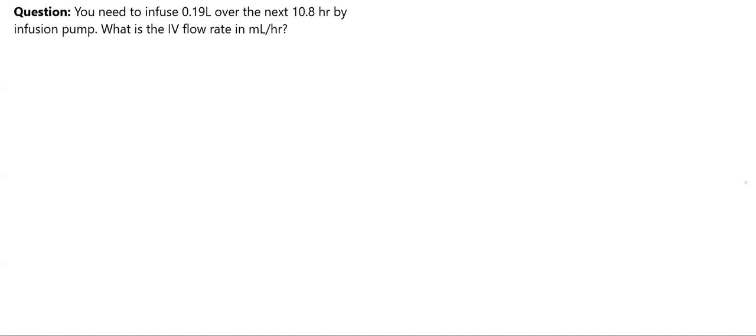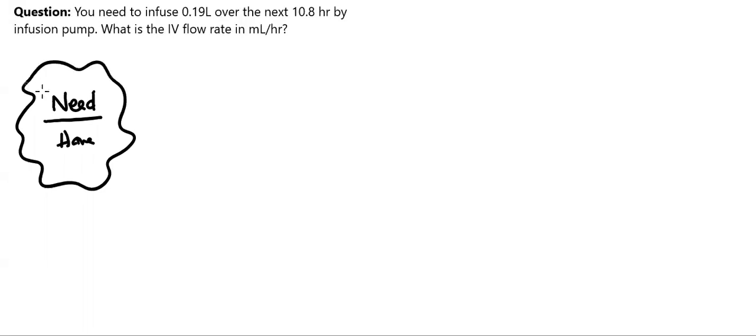So I'm going to go ahead and start by writing out what I need and what I have. That's the most basic formula that we follow. Take what you need, you divide it by what you have. And that's kind of the pattern that we follow. So what do I need? I need to infuse 0.19, I'm sorry, 0.19 liters.